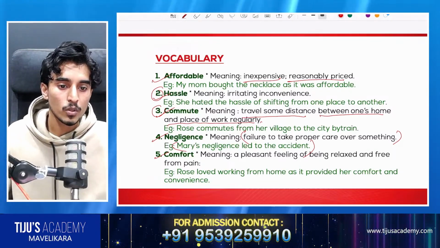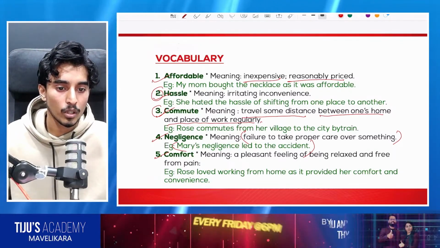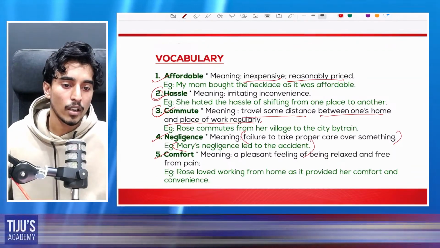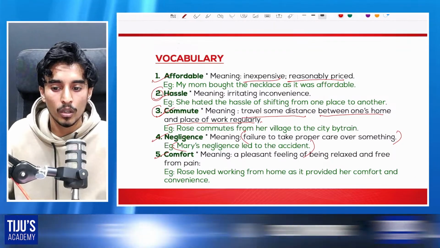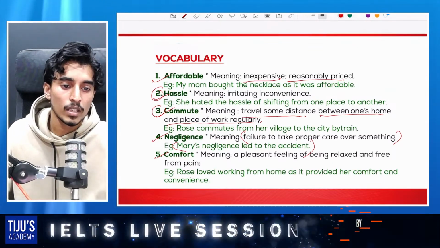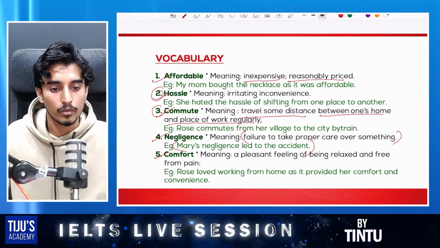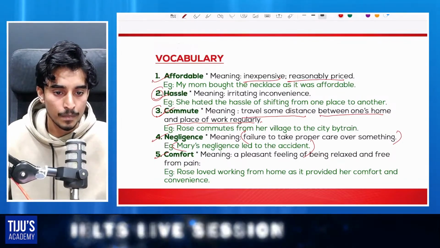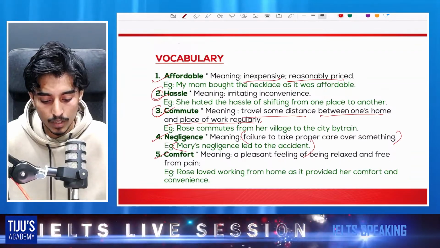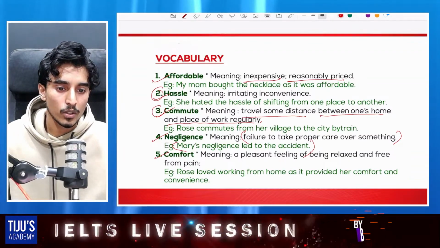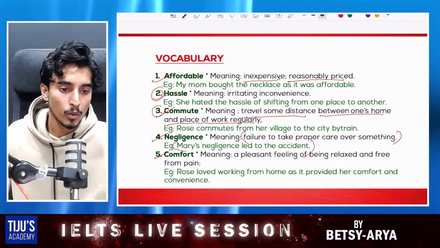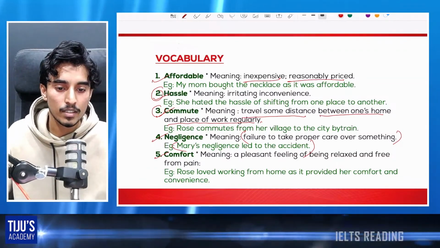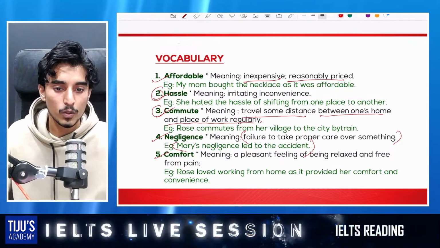But when it comes to your own personal vehicle, you can add the word comfort. That means traveling in our own vehicle is very comfortable. We are not supposed to wait for a long time for public transport, and we are not supposed to stand a long time waiting for it. So in that way, you can use the word comfort there. Okay, an example is also given here: Rose loved working from home as it provides comfort and convenience. Comfort and convenience go side by side, so you can use both words there.